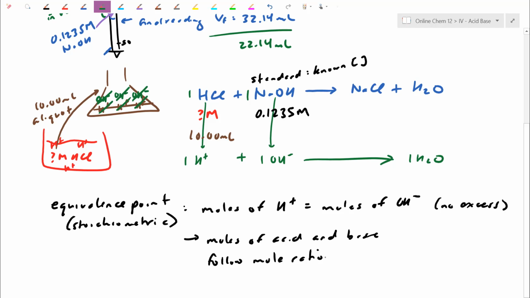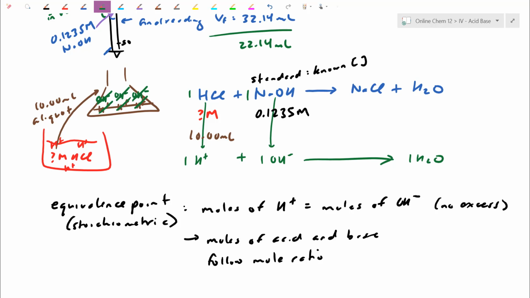The reason why I state it like that is sometimes your acid may be, let's say, H2SO4, a 1-to-2 ratio. Well, I don't want to have equal moles. I might need 4 moles NaOH to actually react with 2 moles of acid if it was H2SO4. So it needs to just follow the mole ratio. So again, there's no limiting reagent. The stoichiometry ends up working out.